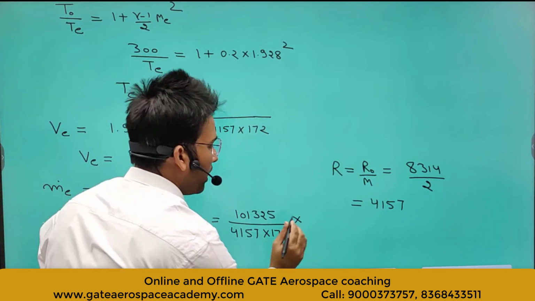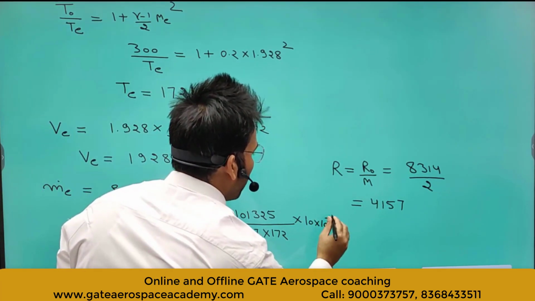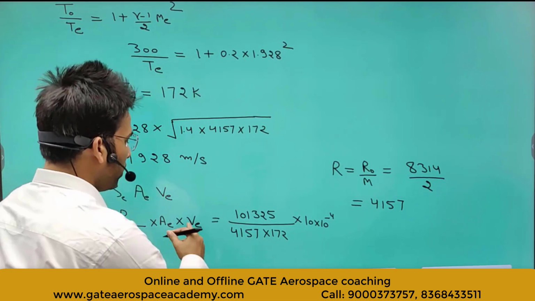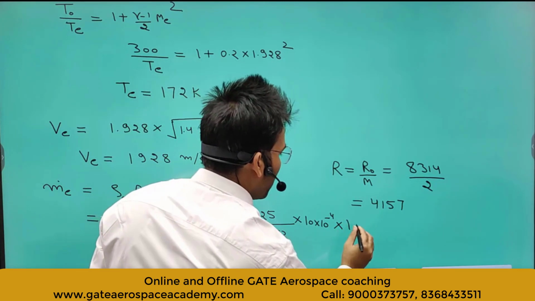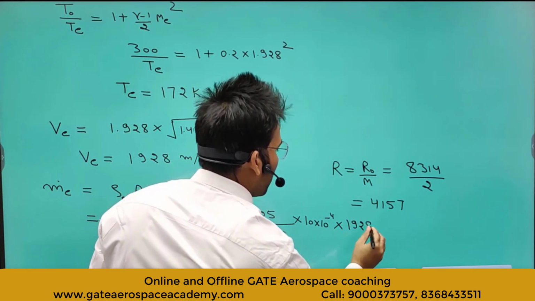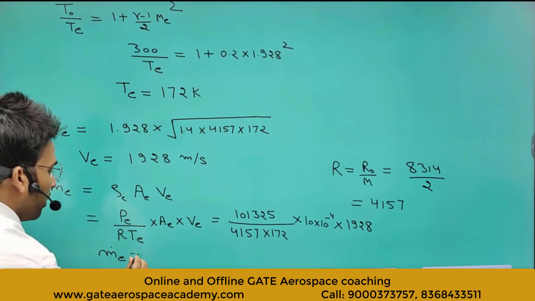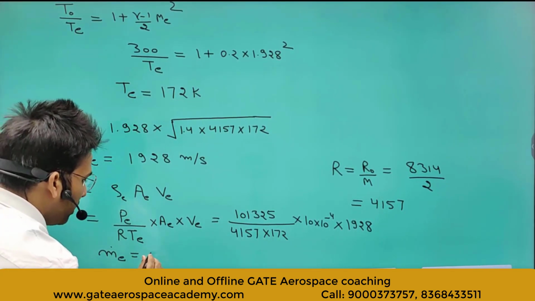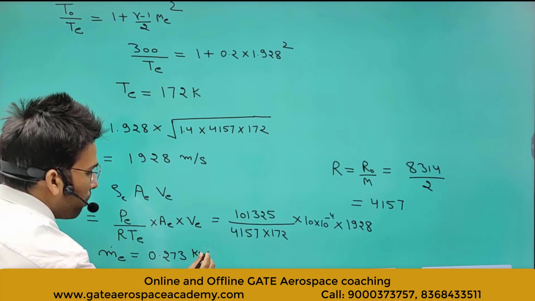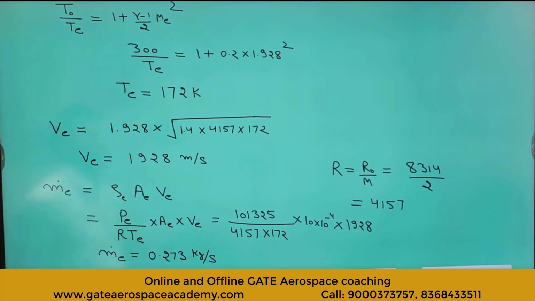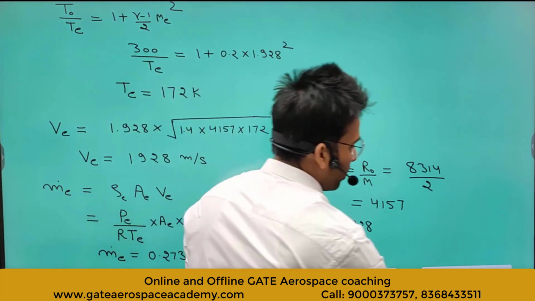Exit area is given, 10 centimeter square. So 10 into 10 raised to power minus 4 meter square into exit velocity, 1928 meter per second. So from here we will get mass flow rate at exit is 0.273 kilogram per second, right? Let's move to next question.